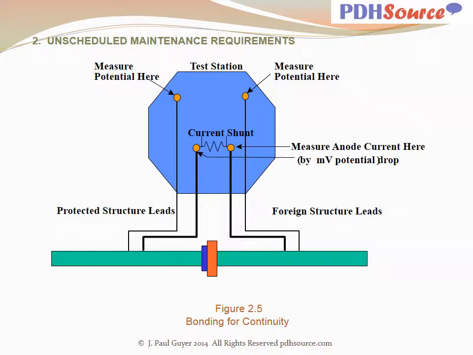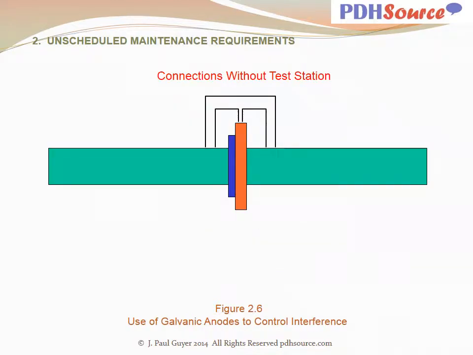Figure 2.5 indicates bonding for continuity. Figure 2.6 indicates the use of galvanic anodes to control interference.